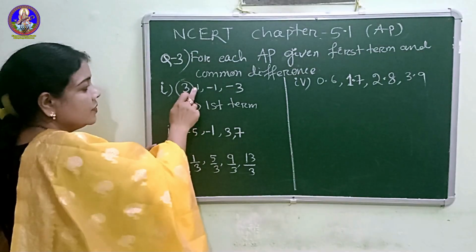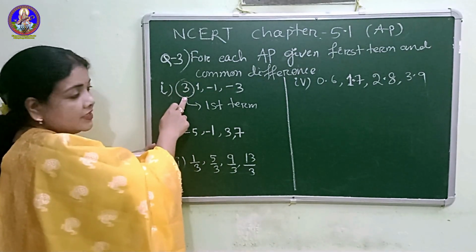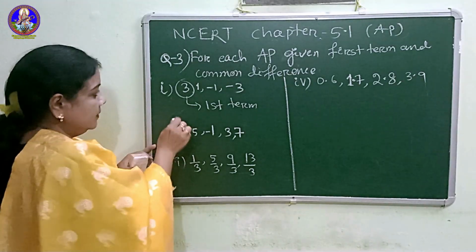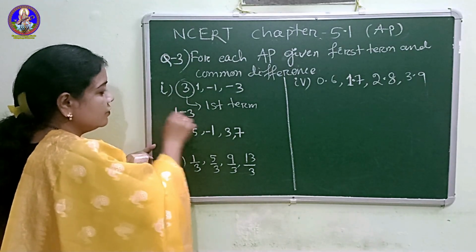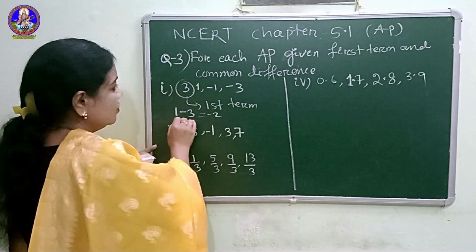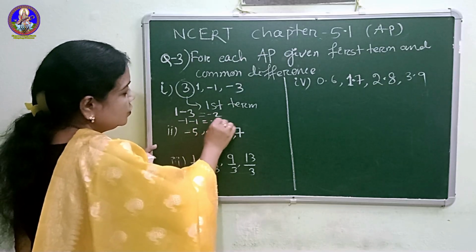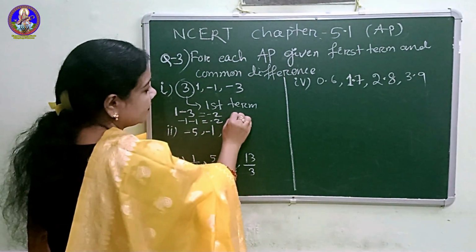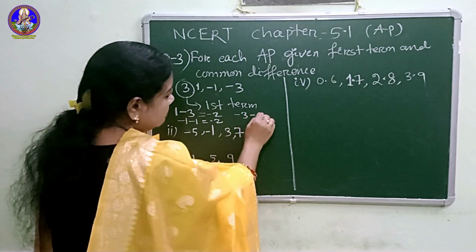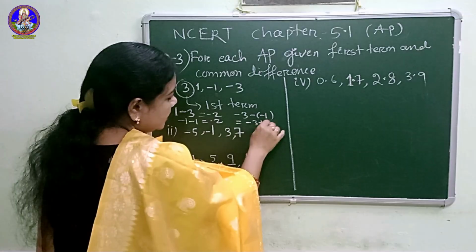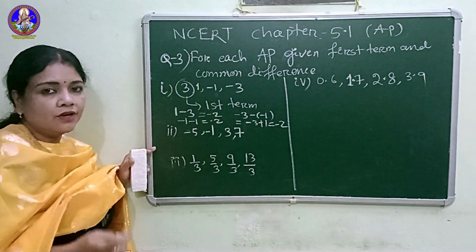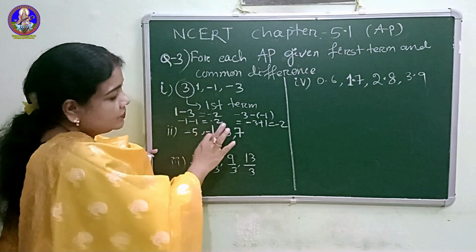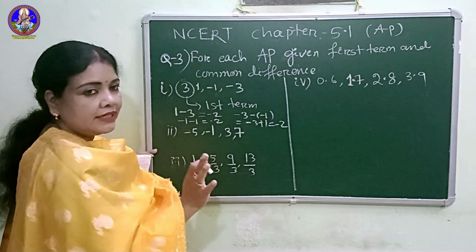and the common difference means the second term minus the first term, the third term minus the second term, and the fourth term minus the third term. For example, 1 minus 3 is equal to minus 2. Minus 1 minus of minus 3 is also 2. Similarly, minus 3 minus of minus 1, that is minus 3 plus 1, is also minus 2. So the common differences are the same: minus 2, minus 2, minus 2. So obviously the common difference d is equal to minus 2.